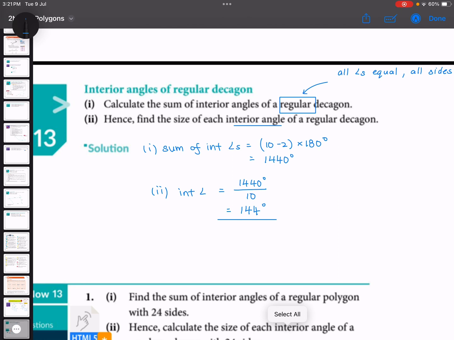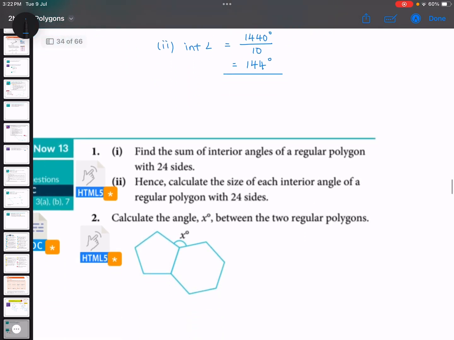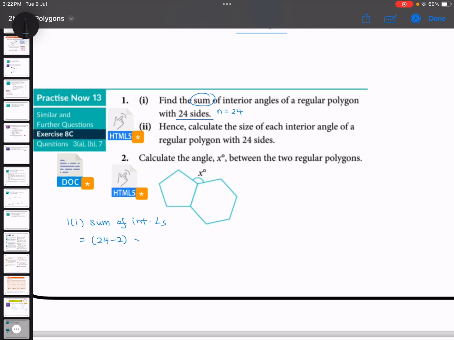Okay? Gonna move on a little bit more. So, practice now 13, part 1. Find the sum of interior angles. We want the sum, not one, we want the sum. 24 sides, that means n is 24. So let's start there. Part 1. Sum of interior angles. I want statements. N is 24, so 24 minus 2 times 180 degrees. You don't have a choice. You have to remember this formula.